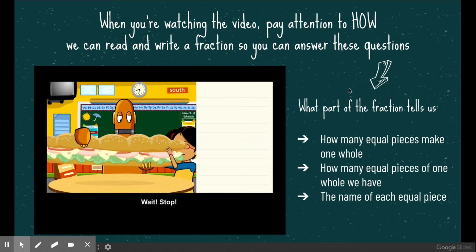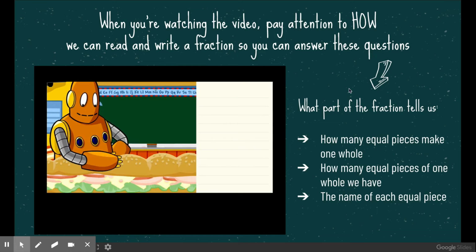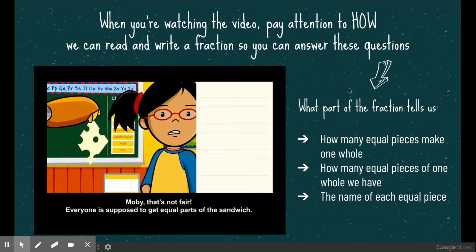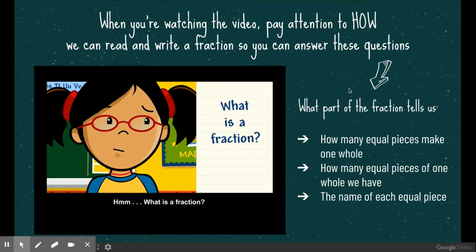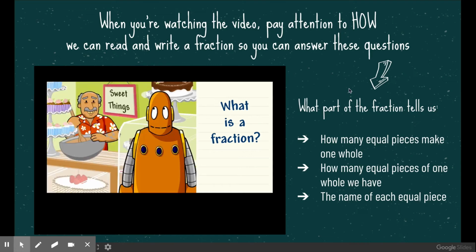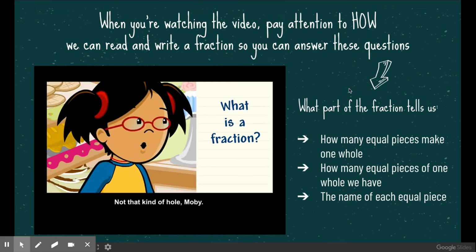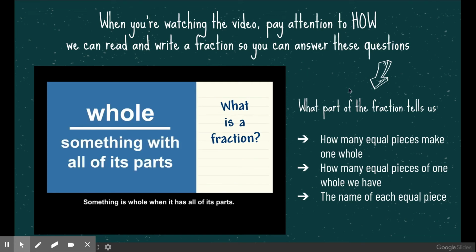Wait, stop. You're supposed to share with the whole class. Moby, that's not fair. Everyone is supposed to get equal parts of the sandwich. What is a fraction? A fraction tells you the number of parts out of a whole. Not that kind of whole, Moby. Something is whole when it has all of its parts.